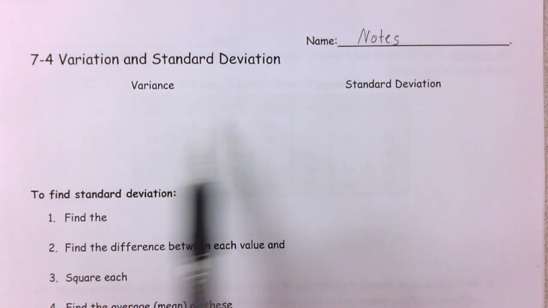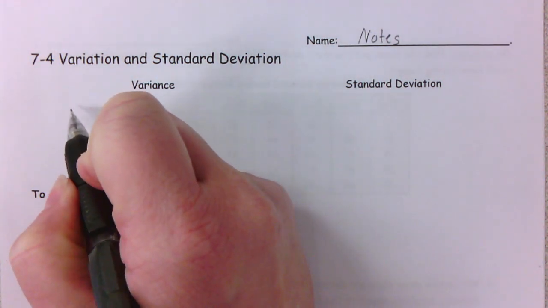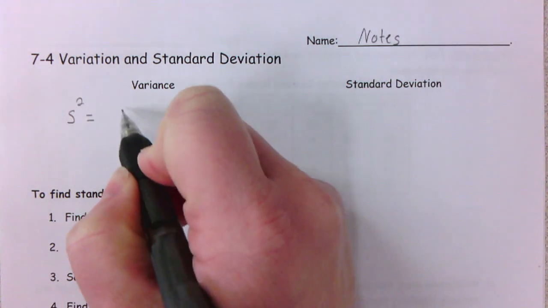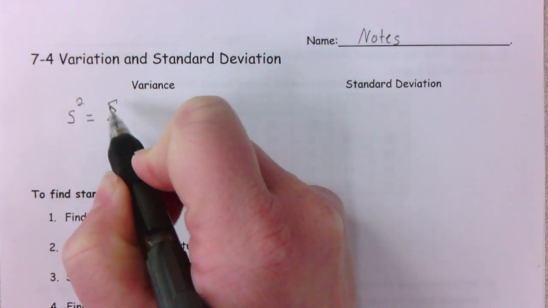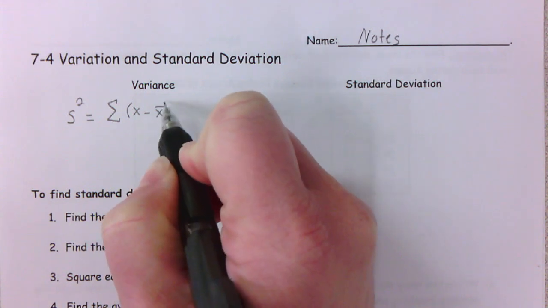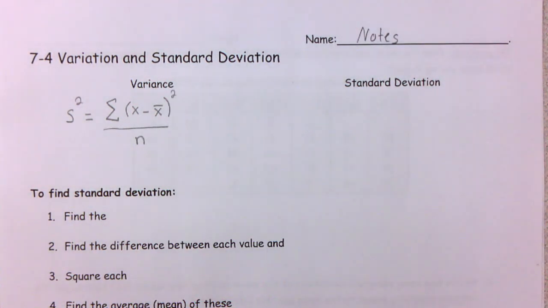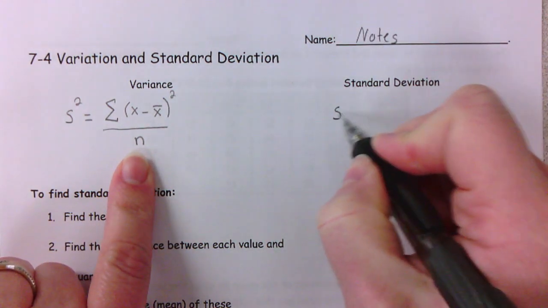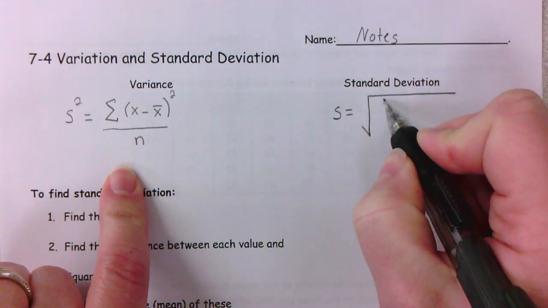There are some formulas for this that we need to use, and they look very complicated, but we'll take them into pieces. So variance is s squared. For some reason they use s. And then we have this capital sigma sign. It's like a fancy E. That means the sum of x minus x bar squared all over n. So the standard deviation is just taking the square root of variance. So standard deviation is just going to be the square root of this whole thing.